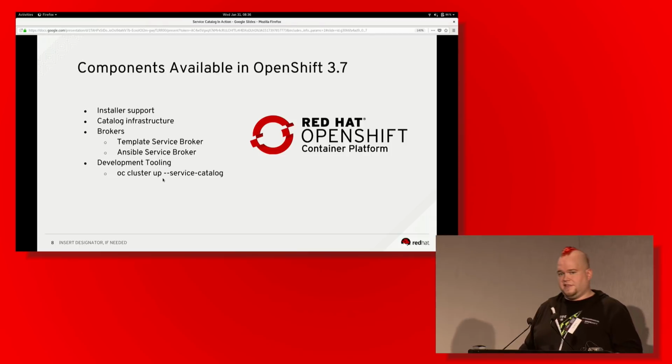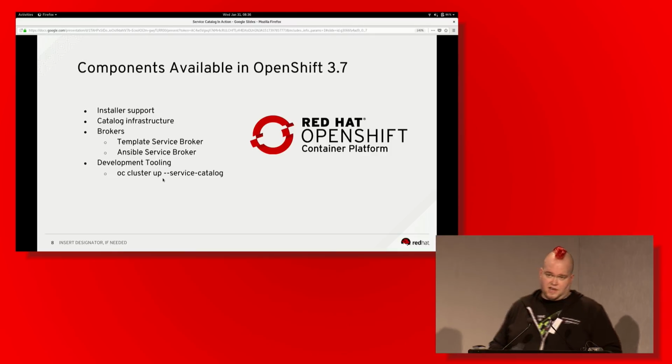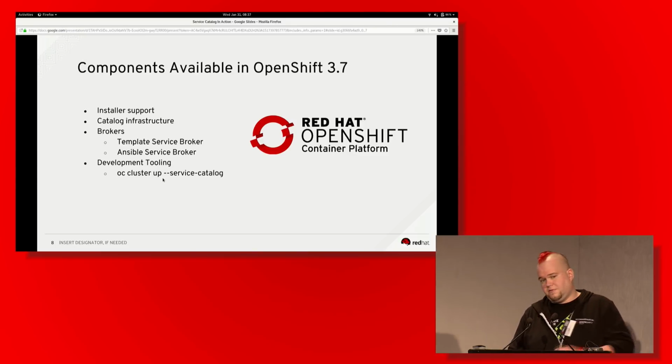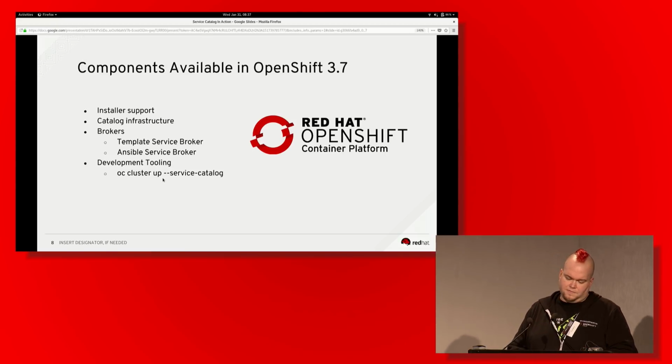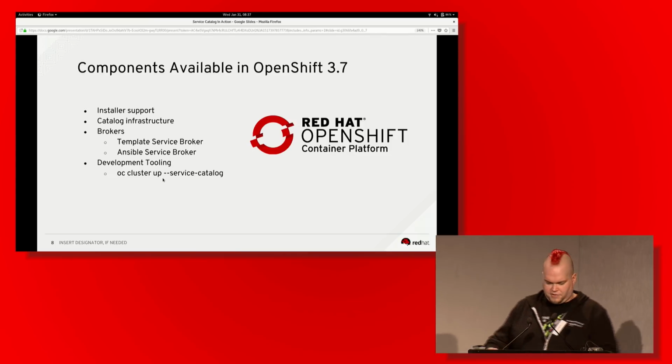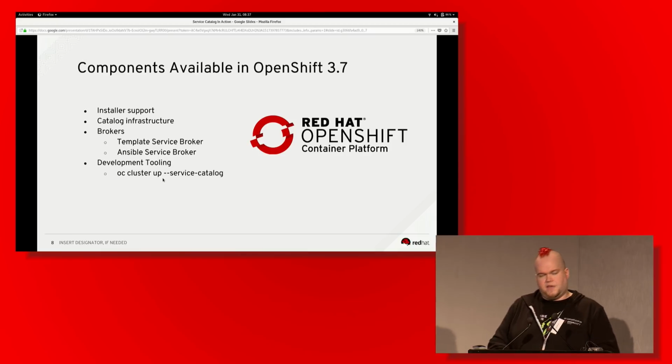So in 3.7, as we've already mentioned in passing, Service Catalog is supported in OCP 3.7. There's support for it in the installer. You can create a new cluster with Service Catalog enabled. You can upgrade a 3.6 cluster to 3.7 and install the catalog in doing that. And we've recently fixed some bugs around that experience, so that should all be working great in our next errata release.